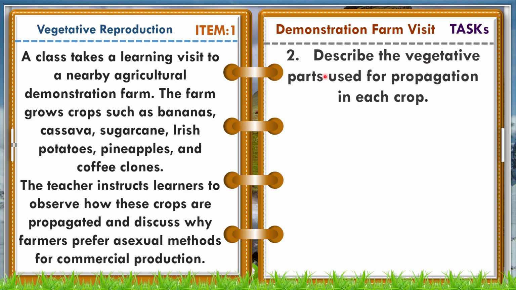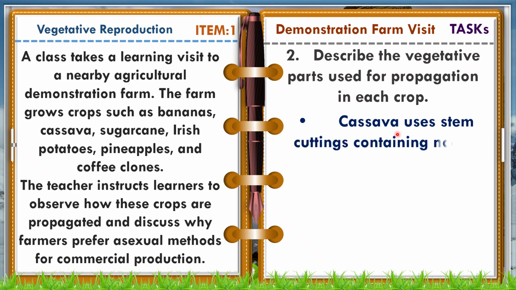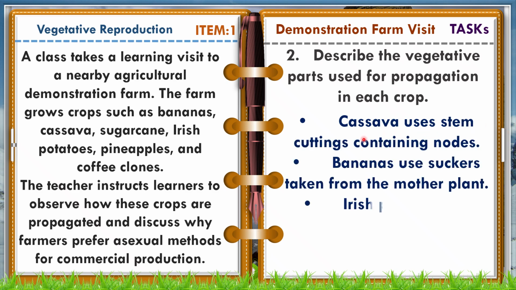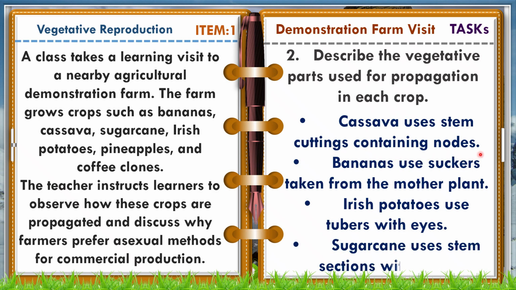Describe the vegetative parts used for propagation in each case. Cassava uses stem cuttings containing nodes. Bananas use suckers taken from the mother plant. Irish potatoes use tubers with eyes. Sugarcane uses stem sections with buds.